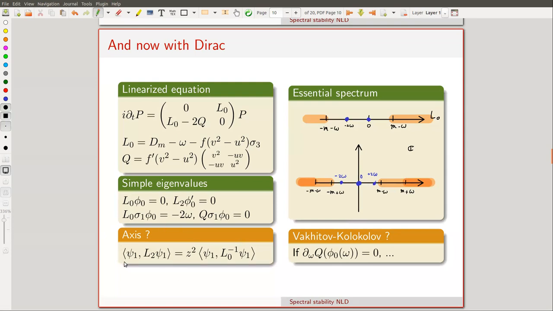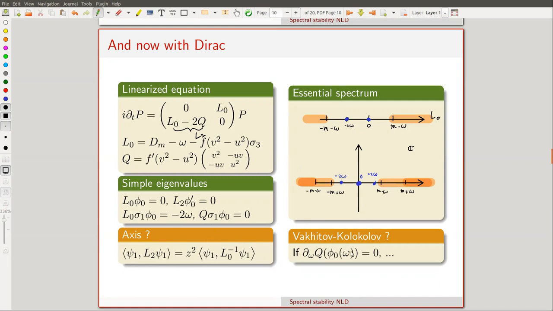Unfortunately, there is no argument to exclude a priori eigenvalues away from the axis in the complex plane, because we have this kind of identity. Sorry, L2 was not defined, but it's what's here, because it's L0 and then 2 times this, minus 2 times this thing. So you get the same kind of identity, but you cannot conclude anything because this quantity could very well be 0, because L0 is not sign definite in any sense: its essential spectrum goes all the way to minus infinity. So we don't know where the eigenvalues are.